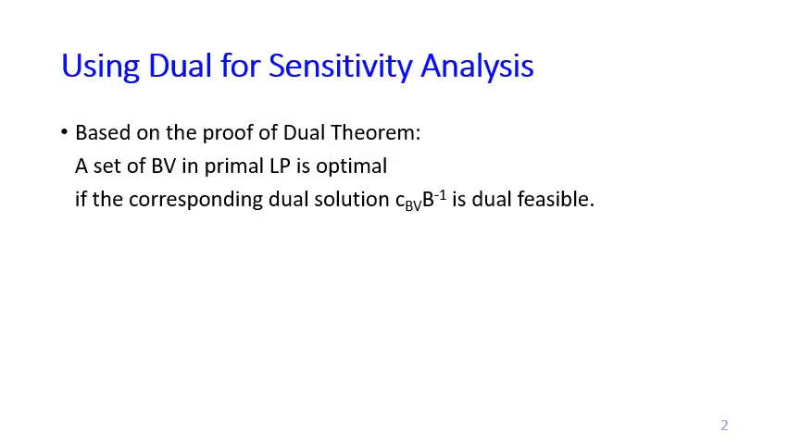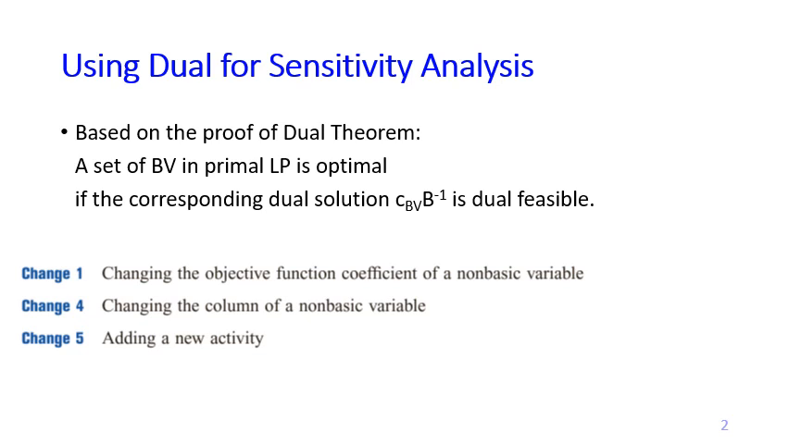If you recall the dual theorem, it says that the dual solution is CBVB inverse. So now, if we have a set of basic variables in primal and that solution is optimal, it must be that the corresponding dual solution, CBVB inverse, is dual feasible. With that in mind, we are going to perform changes 1, 4, and 5 out of the 6 changes that we've talked about in week 10.